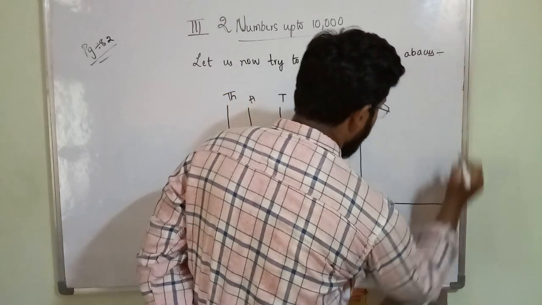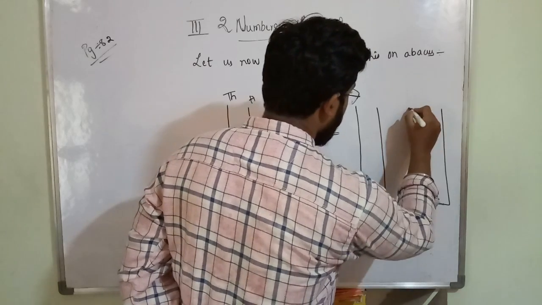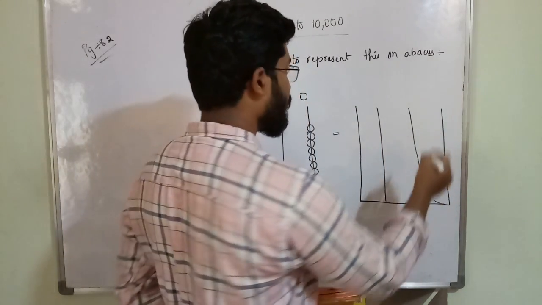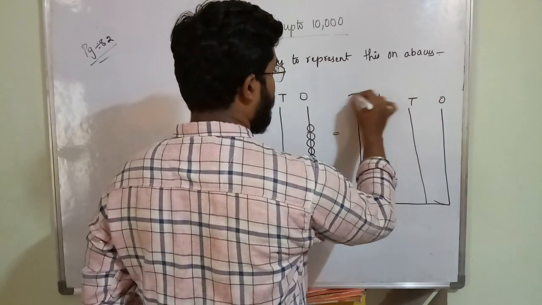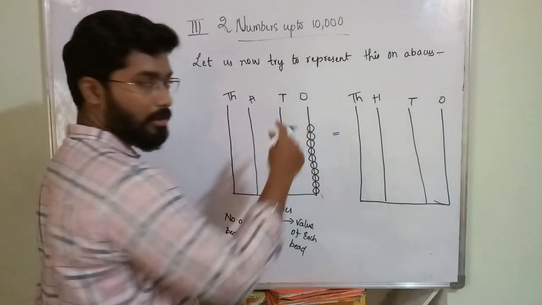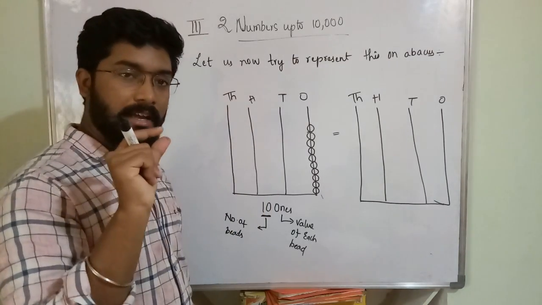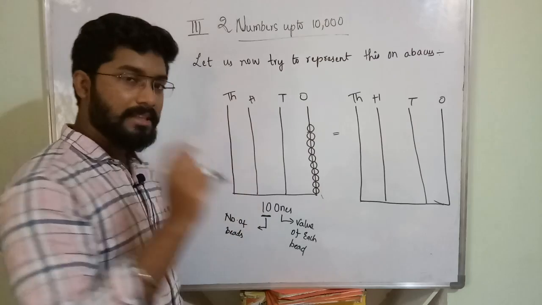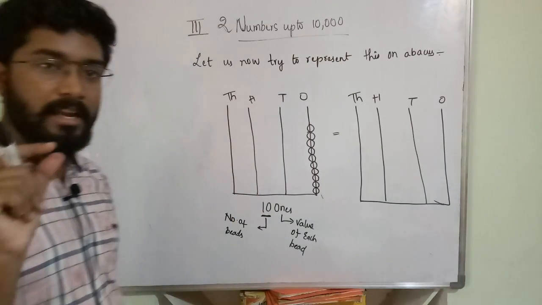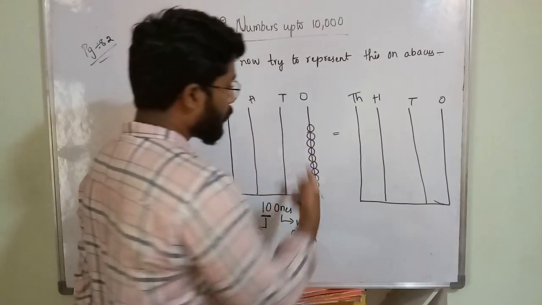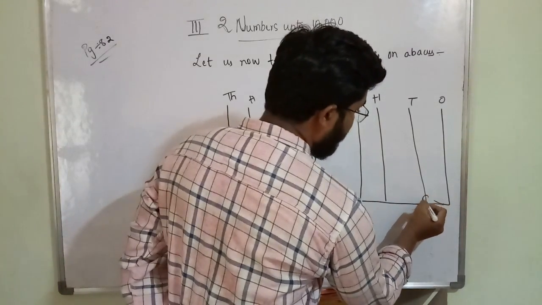Let us take the same abacus once again. 1, 2, 3, 4. 4 rods are there. This is the ones rod, tens rod. Just now I said, no? In the ones rod, one single bead value is 1. In the tens rod, one single bead value is 10. In the hundreds rod, one single bead value is 100. In the thousands rod, one single bead value is 1000. So if you combine all this, you will get one bead in the tens rod.